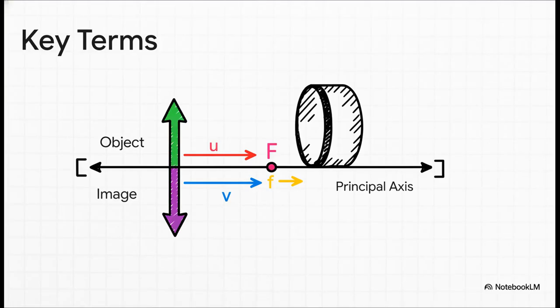Okay, so let's look at the three fundamental quantities we'll be working with. First, we have the object distance, which we represent with the letter U. This is just the distance of the object from the pole of the mirror. Second is the image distance, V, which is the distance of the image from the pole. And third, we have the focal length, F, which is the distance of the principal focus from the pole. So remember these three letters, U, V, and F.